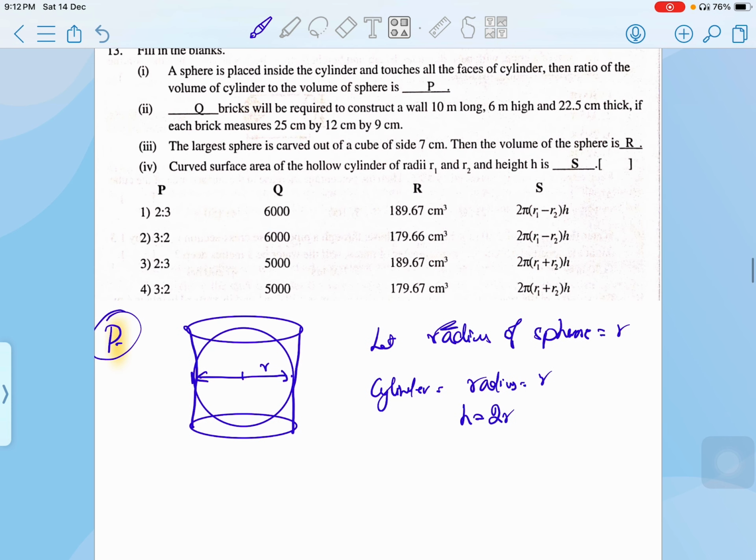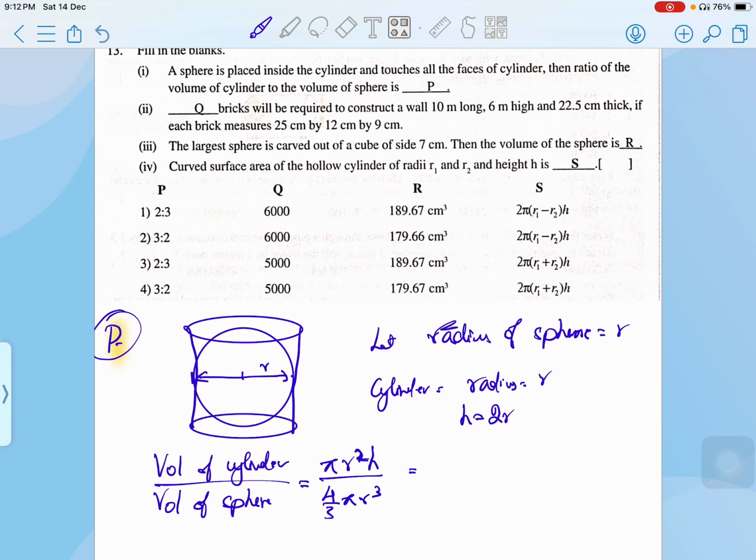Okay, so then what is the ratio of the cylinder to the sphere? So the volume of the cylinder divided by the volume of the sphere. The volume of the cylinder formula is pi r square h, divided by the sphere formula, 4 by 3 pi r cube.